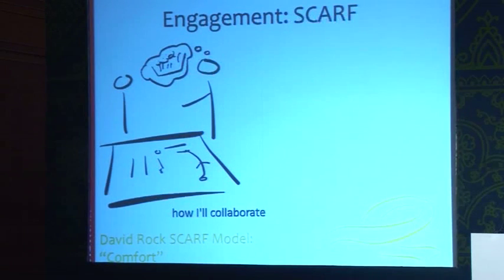Engagement, this is the neuroscience model from Dave Rock. If the first layer was the building blocks and the foundation, this is comfort. How nice of him to call it SCARF. And it determines how I'll collaborate. So the things that are important here: status. I need to receive recognition for the work I'm doing in order to want to be applying myself. It doesn't need to be huge. It needs to be proportionate to the work I'm doing, but I need to receive some kind of recognition in order to want to be at work.